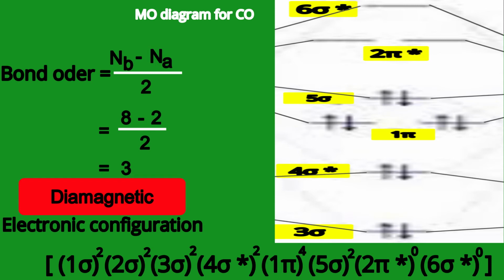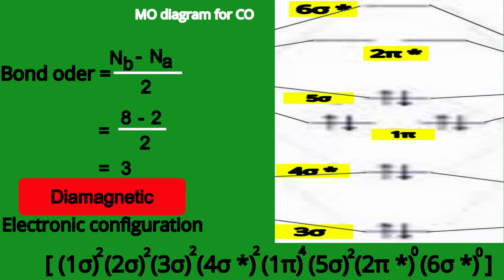I want to find bond order. What is the formula of bond order? Bond order is equal to number of electrons in bonding orbitals, Nb, minus number of electrons in anti-bonding orbitals, Na, divided by 2. Just count the number of electrons in bonding orbitals among these, the orbitals where electrons are filled. Anti-bonding orbital, only one orbital is there.